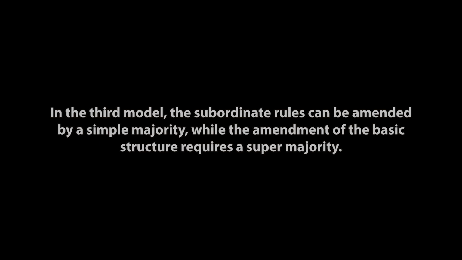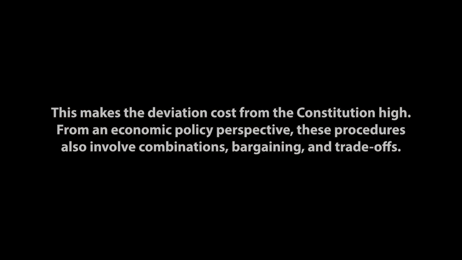In the third model, the subordinate rules can be amended by a simple majority, while the amendment of the basic structure requires a supermajority. This is achieved through checks and balances, such as approval by the two houses of the legislature, reference of the bills to committees ensuring a sufficient waiting period, and ratification by state legislatures. This makes the deviation cost from the Constitution high. From an economic policy perspective, these procedures also involve combinations, bargaining, and trade-offs.